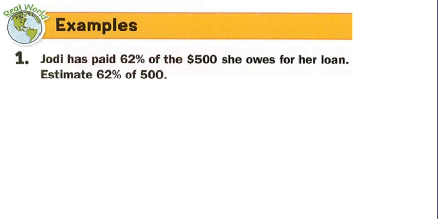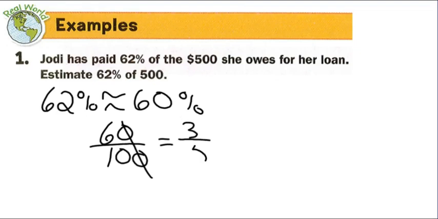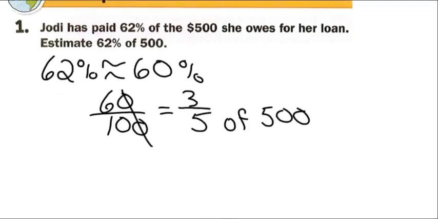So we're going to start out by saying, well, we don't really need 62%. That's about 60%, right? Yeah, 60%. All right. Well, what's 60% as a fraction? That would be 60 per 100. We can get rid of our zeros. That gives us 6/10, so that'll reduce down to 3/5. So we're actually trying to find out what's 3/5 of our 500. All right. What's 3/5 of our 500?